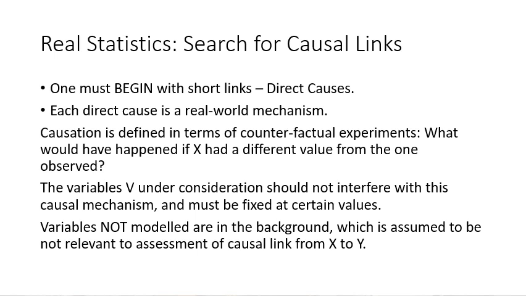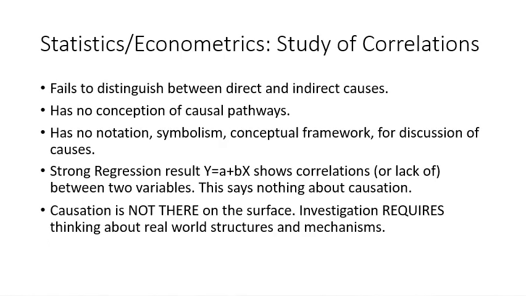So the fundamental goal of real statistics cannot even be stated or understood within conventional statistics. So this chapter is about explaining why regression is a failed methodology, and the key aspect is that basically regression, statistics, and econometrics study correlations. They fail to distinguish between direct and indirect causes. There is no concept of causal pathways. There is no notation, symbolism, or conceptual framework for discussion of causes.